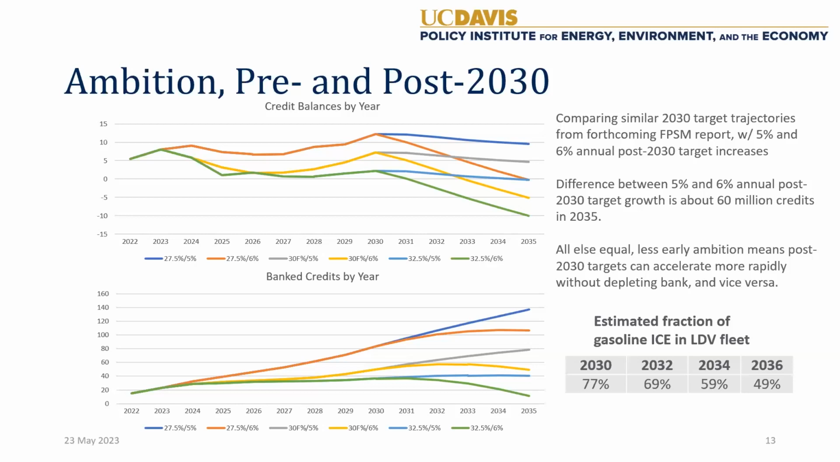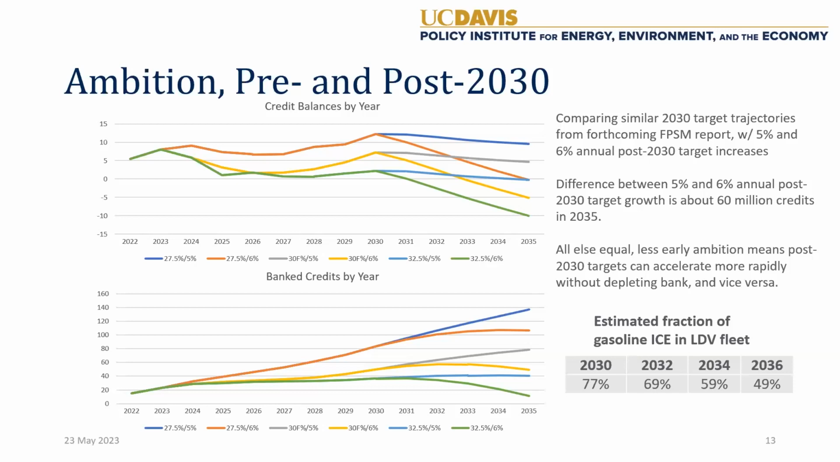And the converse is true. If you have relatively less ambition pre-2030, then there's room to have more ambition post-2030. So there is a functional decision that CARB needs to make on, do we want to have ambition earlier or later in the program? Where is it most important for the program?